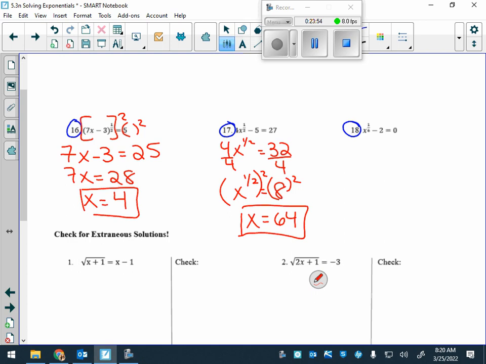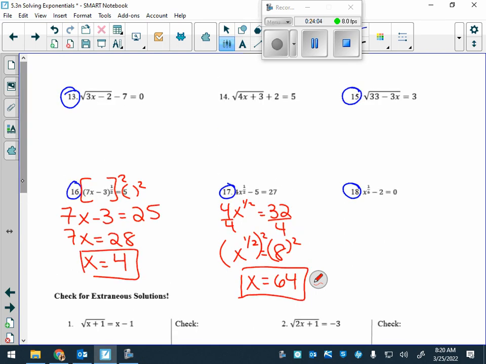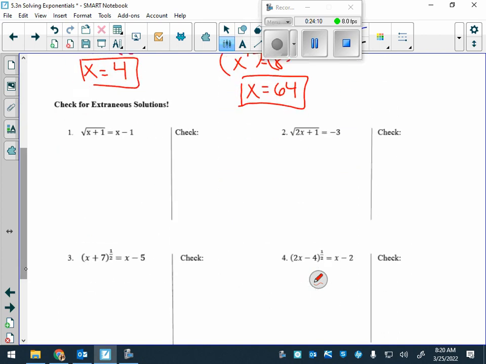Correct. So with fractional exponents, you're doing the reciprocal, which would be a whole number exponent. When you have a radical, here you're squaring it to a whole number. So the last thing for today is to look for, or check for, something called extraneous solutions.